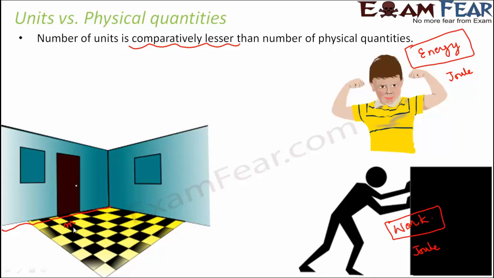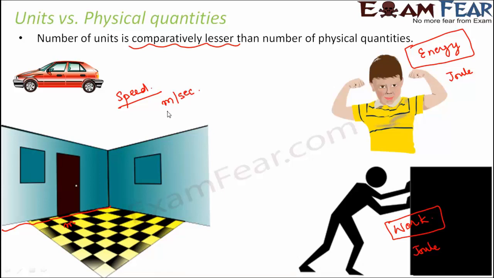Now, if we talk about a car which is moving, this car has a certain speed with which it is moving. So speed is another physical quantity. Now what is the unit for speed? It is meter per second. So what is meter? Meter is the unit for length, and what is second? Second is the unit for time. So basically meter and seconds are two existing units for two different physical quantities, and they have been combined together to form the unit of a new physical quantity.